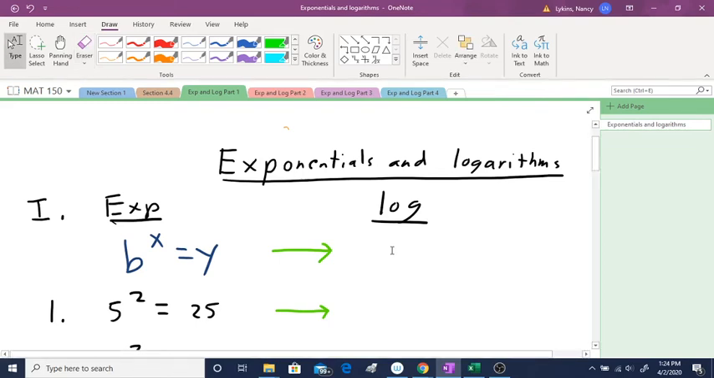Okay, welcome back. Today we're going to talk about exponentials and logarithms. What I'm going to do is create a series of 4 videos dealing with exponentials and logarithms. Over the 4 videos, I'm going to talk about different properties and different formats of exponentials and logarithms. Then we're going to start solving exponential problems.